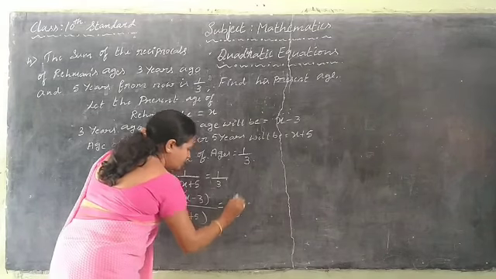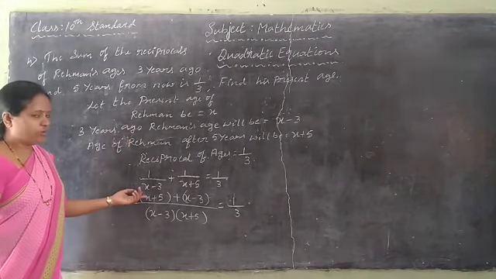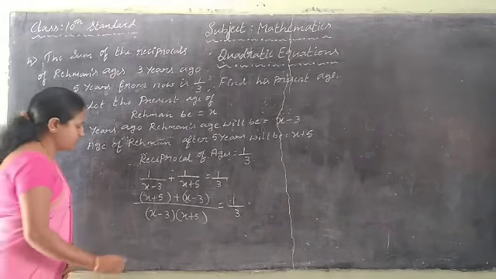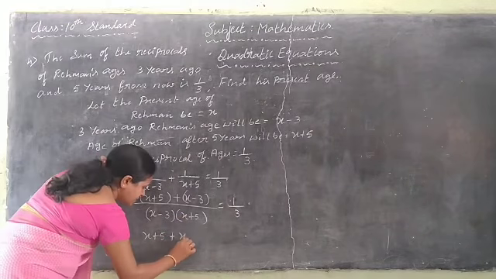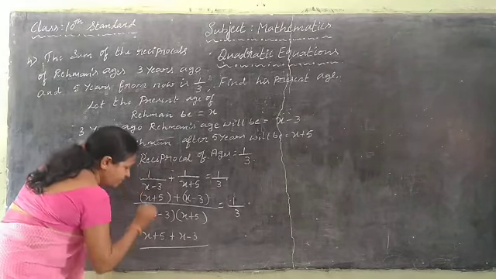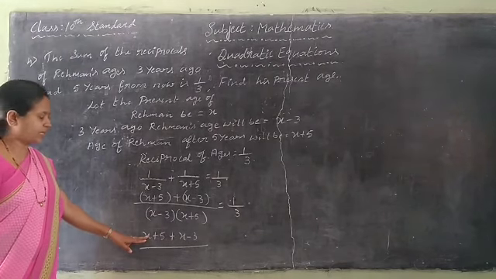Divided by 1 by 3. Write 1 by 3 as is, without any change. Now remove the bracket in the numerator: x plus 5 plus x minus 3 divided by. So in the numerator we have to remove the bracket.